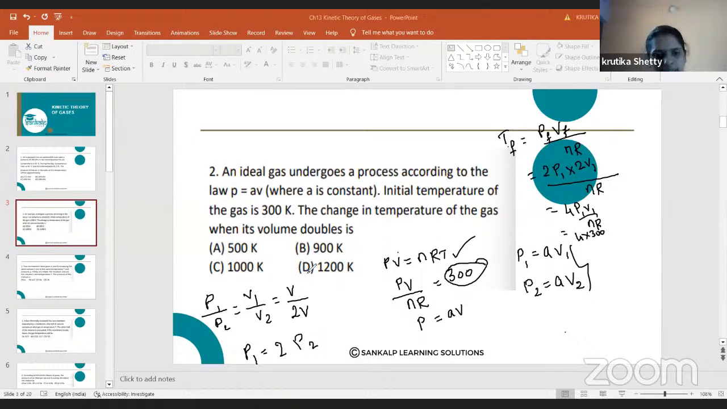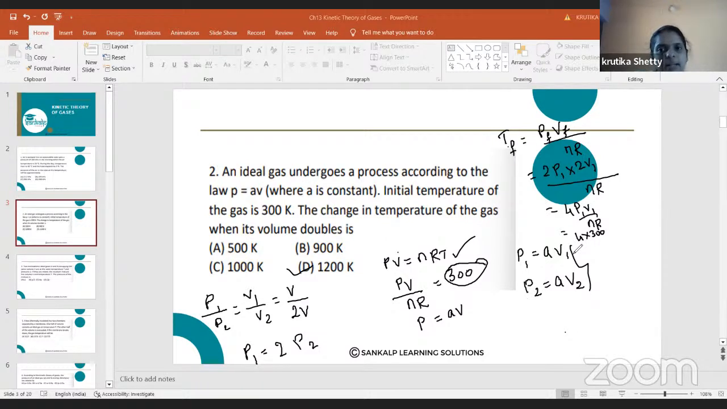It is option D. What are you people telling? It is option B. It is option D. It is D, not B. All are telling B only. Lohit is giving D. It is D. It is not B.